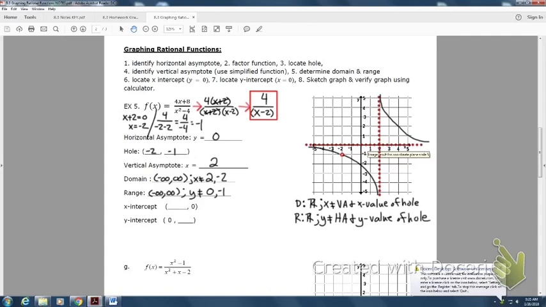Okay, I'll give you just a couple seconds to make sure you finish that out. Then we'll talk about the x and y intercept, which is not a huge deal, but it's good to know how to do it.